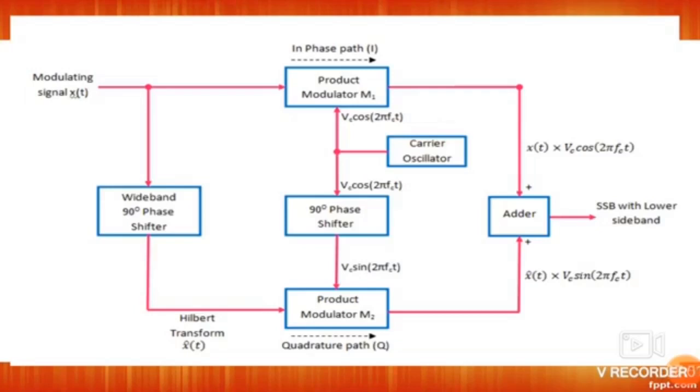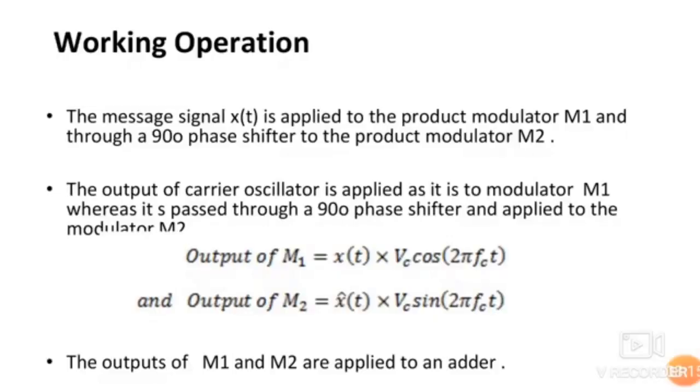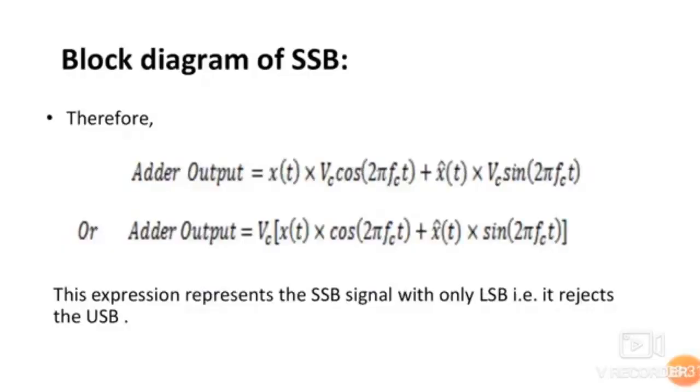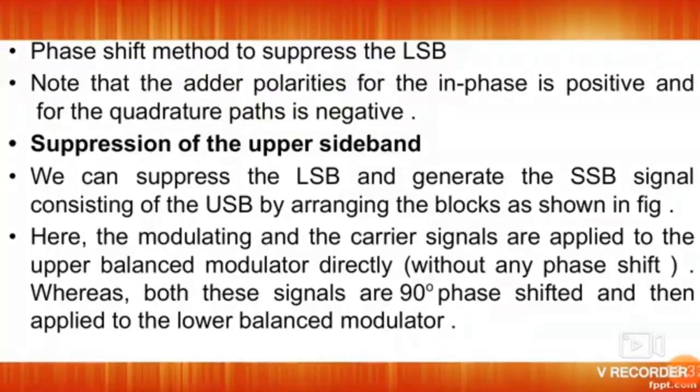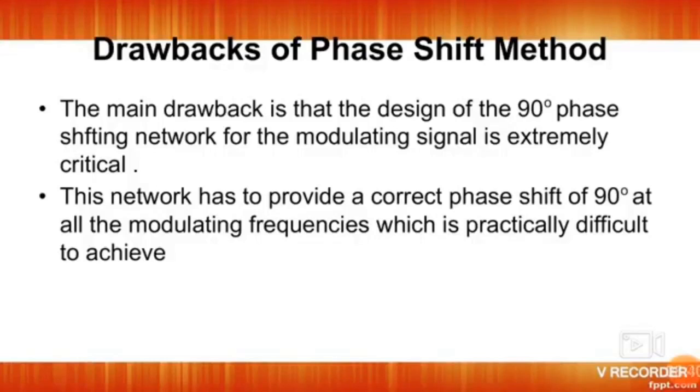Both product modulator outputs are given as the input of the adder circuit. So the product modulator 1 output and product modulator 2 output are added, and after addition one sideband gets cancelled. Here the product modulator 1 output is x of t into Vc cos 2 pi fct, and the product modulator 2 output is x cap of t after the Hilbert transform, multiplied with Vc sin 2 pi fct. Both are added. While adding these two, by using mathematical calculations, one of the sidebands is cancelled.